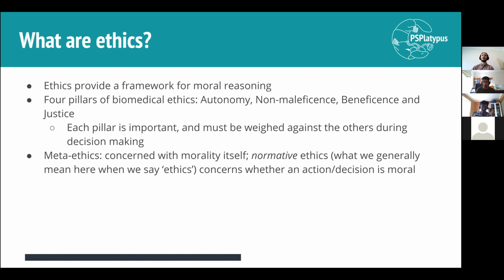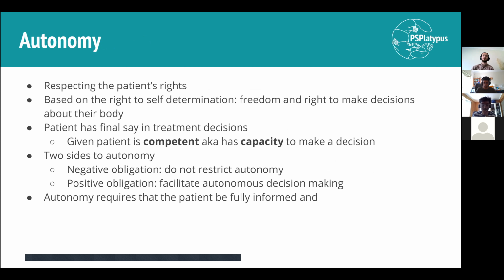So you have 4 pillars of biomedical ethics, which are autonomy, non-maleficence, beneficence, and justice. Each pillar is important, arguably equally important, and they must be weighed against one another when making decisions. And the term meta-ethics is concerned with morality itself. So normative ethics, or what we generally mean when we say ethics, is talking about what we think about specific actions or decisions, or how to make moral decisions. Whereas meta-ethics is concerned with, well, what actually is morality? Where does it come from? Etc. We're mostly concerned with normative ethics.